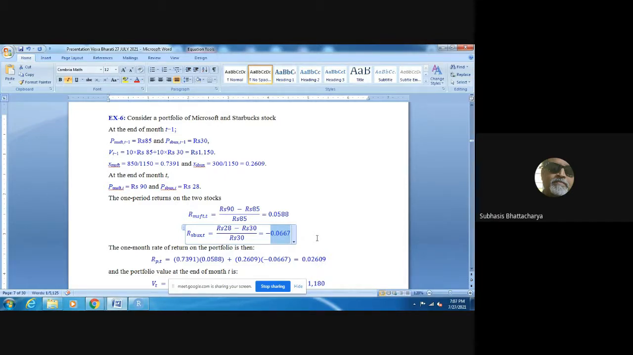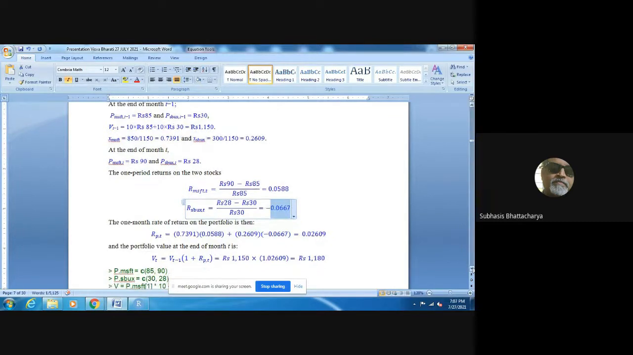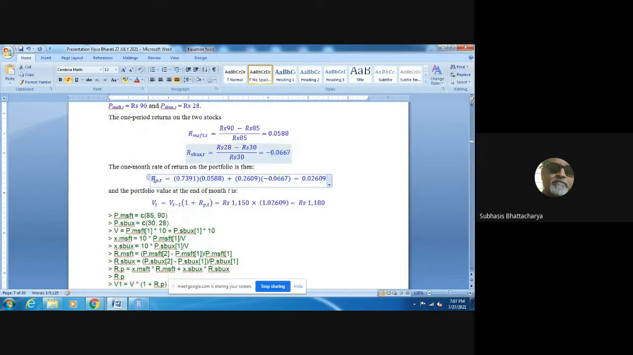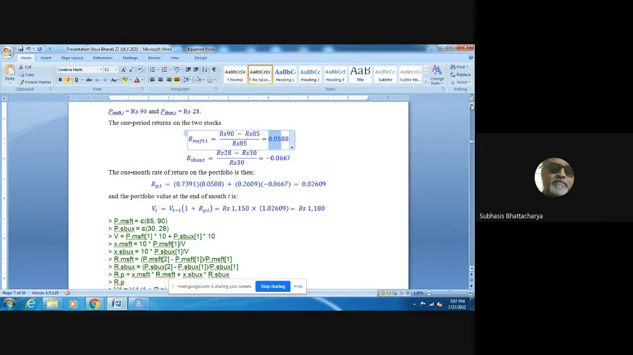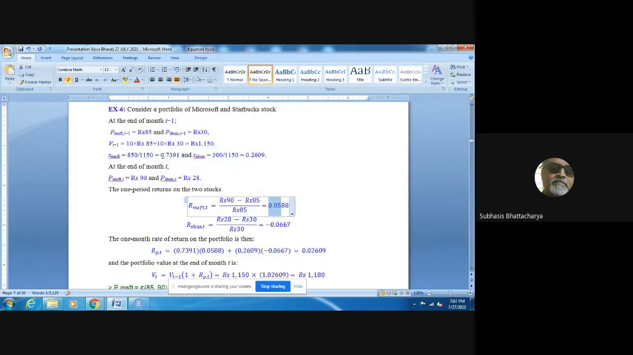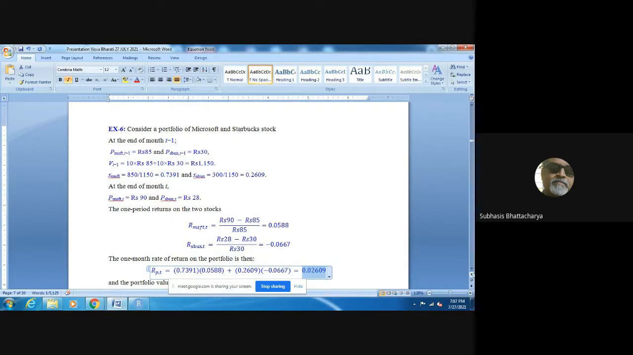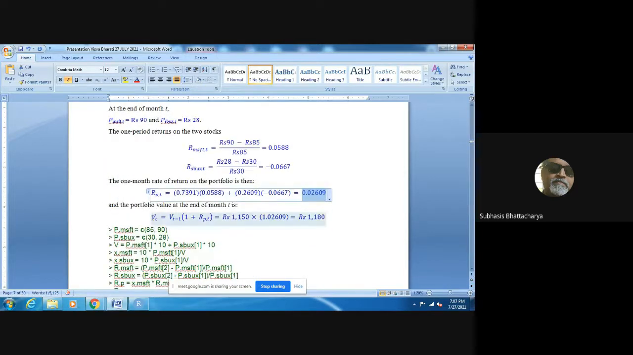So in terms of the portfolio, in terms of the 1 month return, my return is this return into that value, that is the value per share. 0.7391 is invested in case of Microsoft, and 0.2609 is invested in case of Starbucks. That is X into R actually. So we just multiply these two and we get that the overall portfolio gives us a return of 2.609.